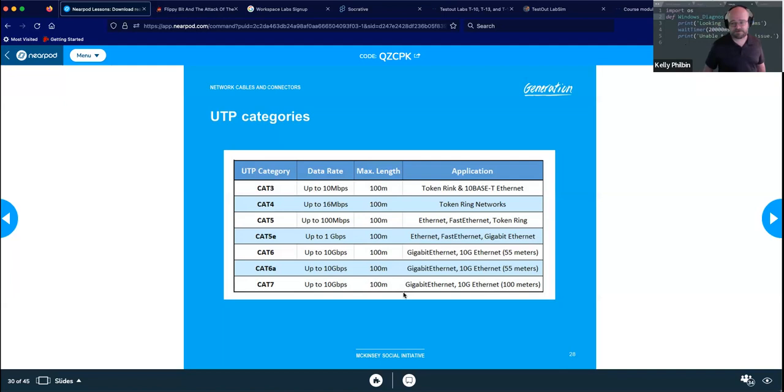Okay. Do you need to know this? 5 and 6 you need to be aware of. Those are the main ones you need to know. So 5, 5E, 6, and 6A. And you need to know throughput and your distances. I wish I had a good acronym for you to remember it, but unfortunately this one is more brute force memorization. So flashcards are helpful.